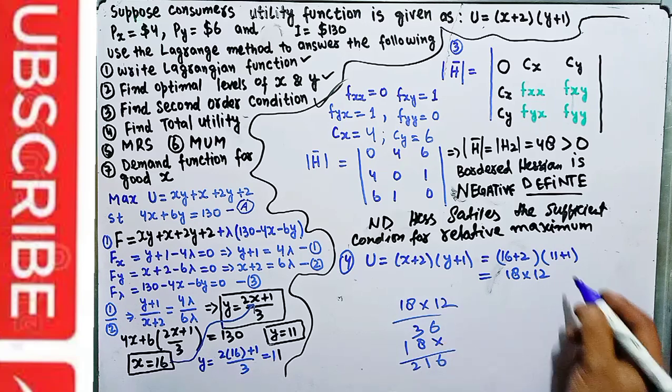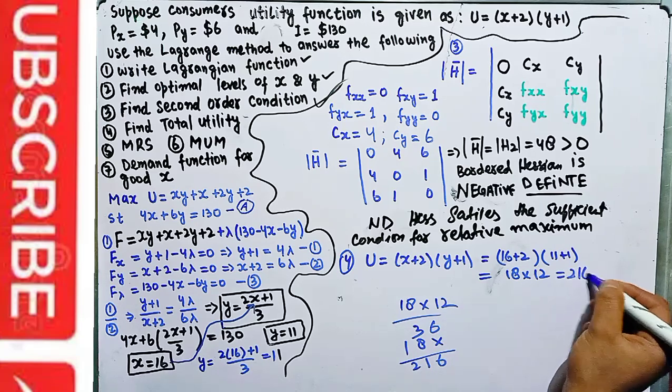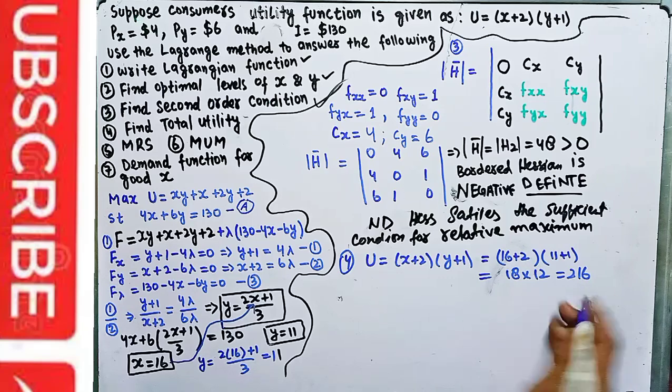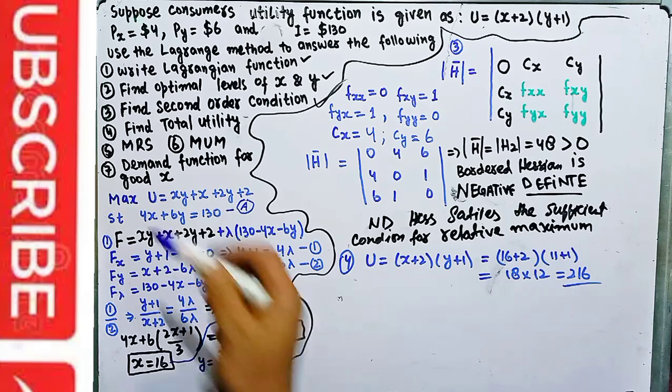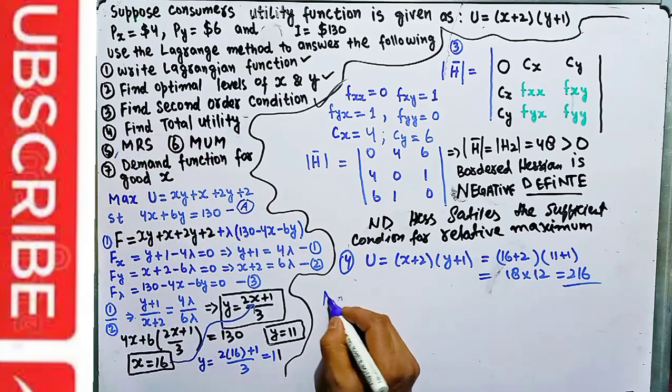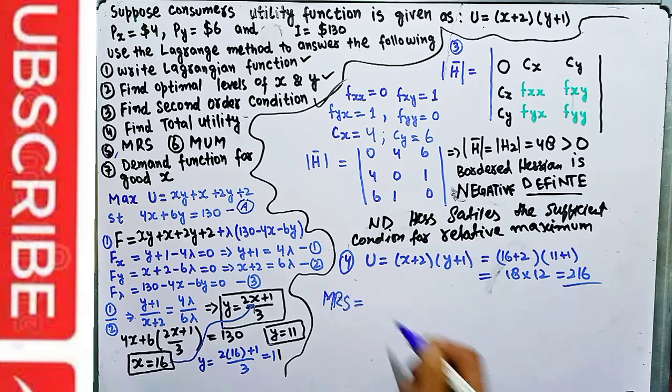I hope I am doing this calculation right. So we got here 216. So total utility will be equal to 216. Now comes the fifth part: to find out the marginal rate of substitution.